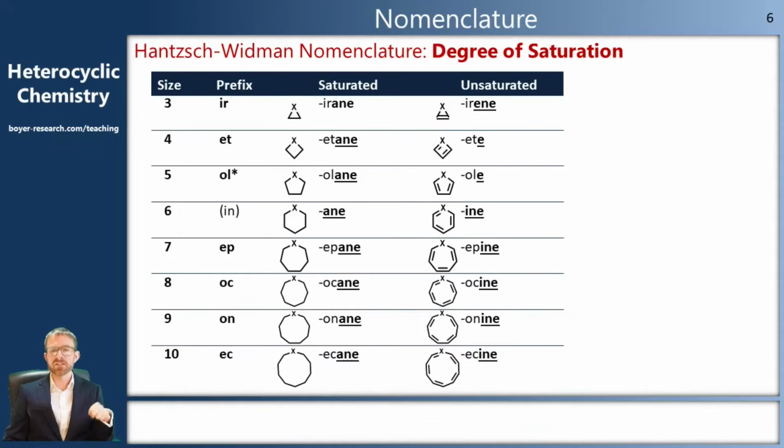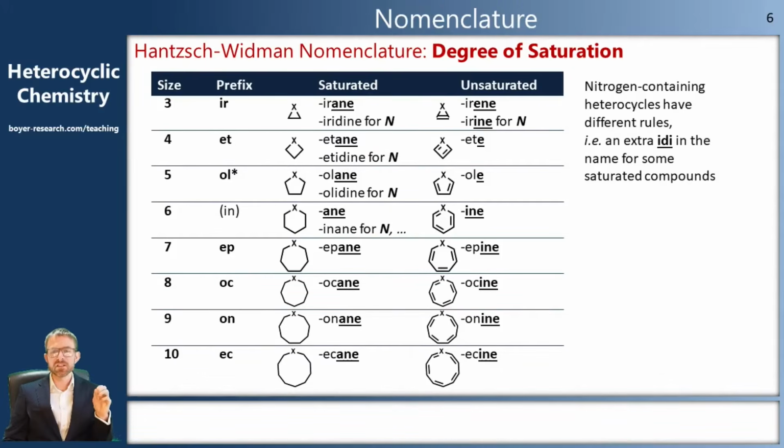In the unsaturated version, so this is the version with as many double bonds as is possible, instead we use the ine suffix. However, again there are some exceptions. So we start off and instead of the ine, we use ene. So 3-membered rings are irenes. 4-membered rings are etes, so just an e instead of the ine. 5-membered rings are oles, so oles instead of olenes. 6-membered rings are just enes with no prefix. For 7-membered rings, we go back to the rules again, so it's epines, ocines, and onines, and ecines.